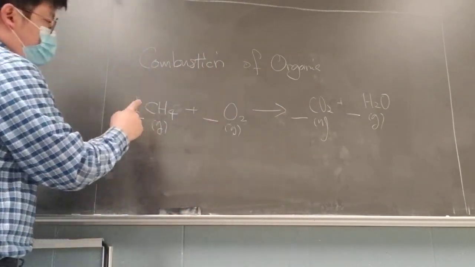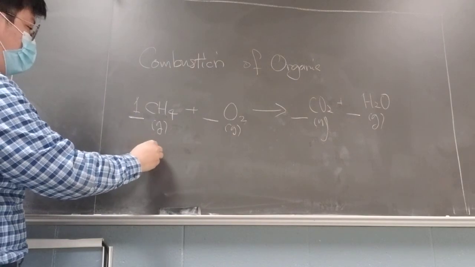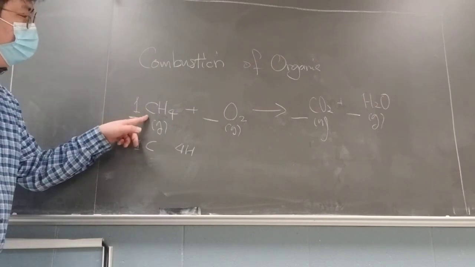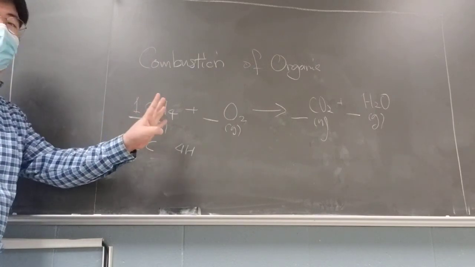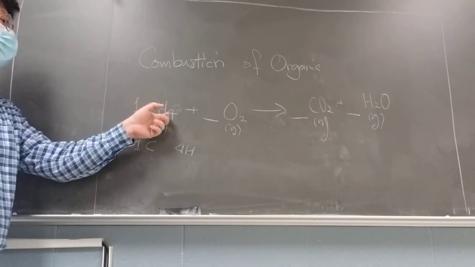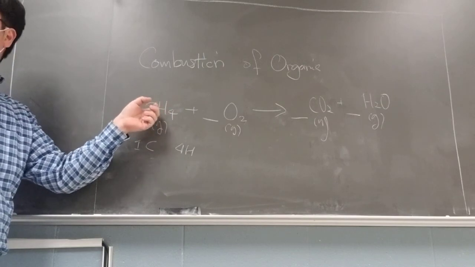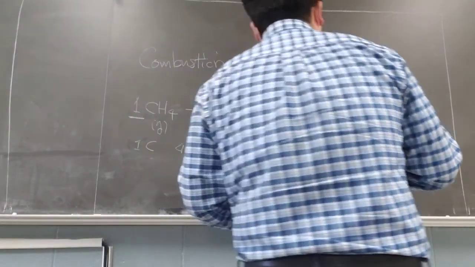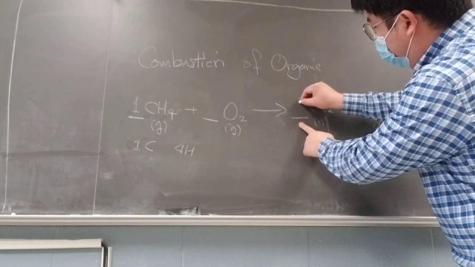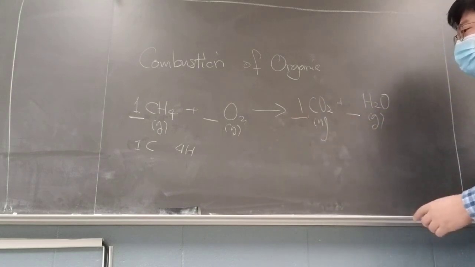This is why we try to match up the same number for each element on the left and right. So if we start with the number 1 over here, that gives at minimum 1 carbon and 4 hydrogen, because each methane has 1 carbon but 4 hydrogen. Even though you put 1 over here, it doesn't mean you're going to have only 1 hydrogen but 4. It makes sense, right? So that means minimum you have 1 carbon. So I'm going to put 1 over here, because each carbon dioxide has only 1 carbon.